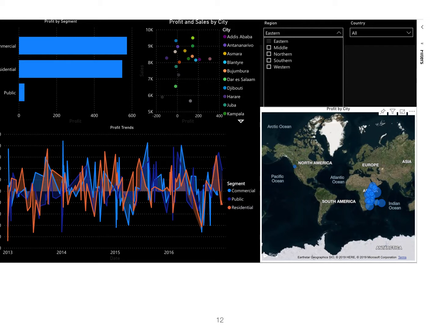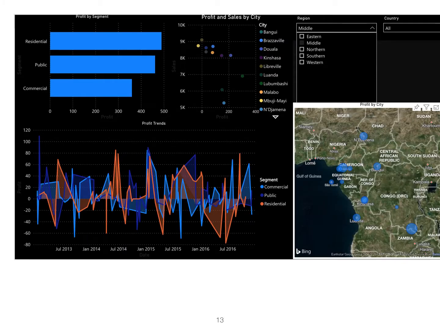So if we choose the eastern region, we will see on the map all the eastern regions indicated by the bubbles right here. And on the scatter plot, we see the different cities for all the eastern regions and the global profit amount brought in by the eastern region. We also see on the profit trends the different profit at the date levels in terms of the segments brought in within this region.